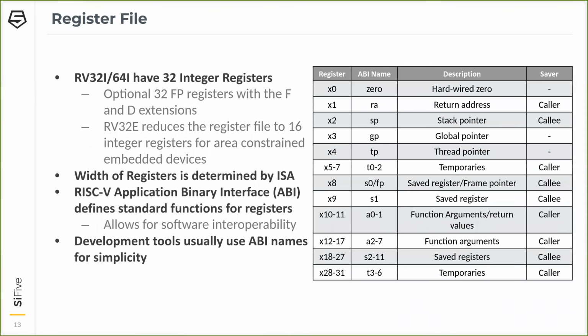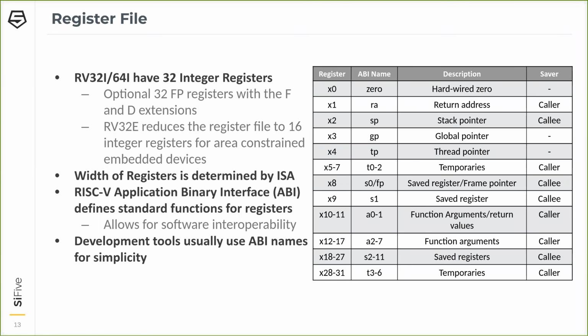The RISC-V register file defines 32 integer registers. There are also an additional optional 32 floating point registers if you implement the F and D extensions. There's also another standard extension called RV32E. RV32E introduces a reduced register file where only 16 integer registers are implemented. And this is primarily for area-constrained embedded devices.